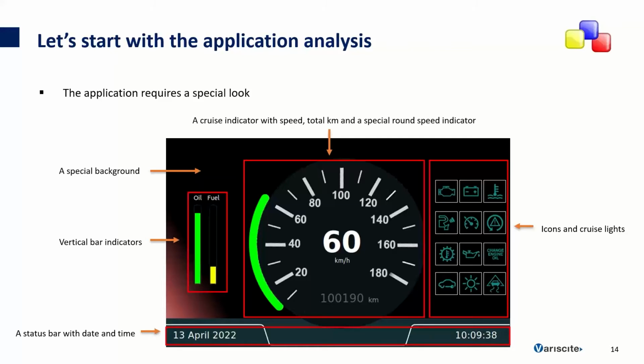We will have a cruising indicator with the speed, the total kilometer, and the special run speed indicator that will cover the instant speed. And we will have some dedicated icons that are supposed to provide the status of the car.